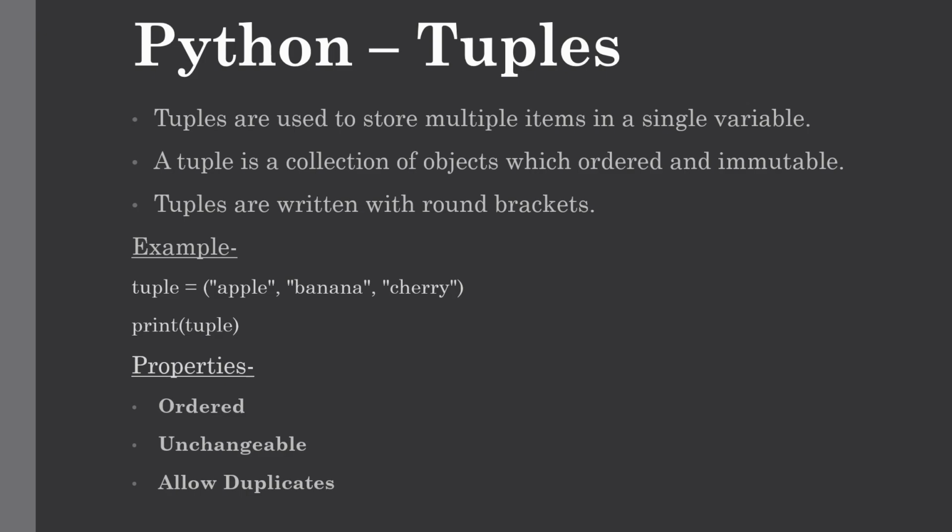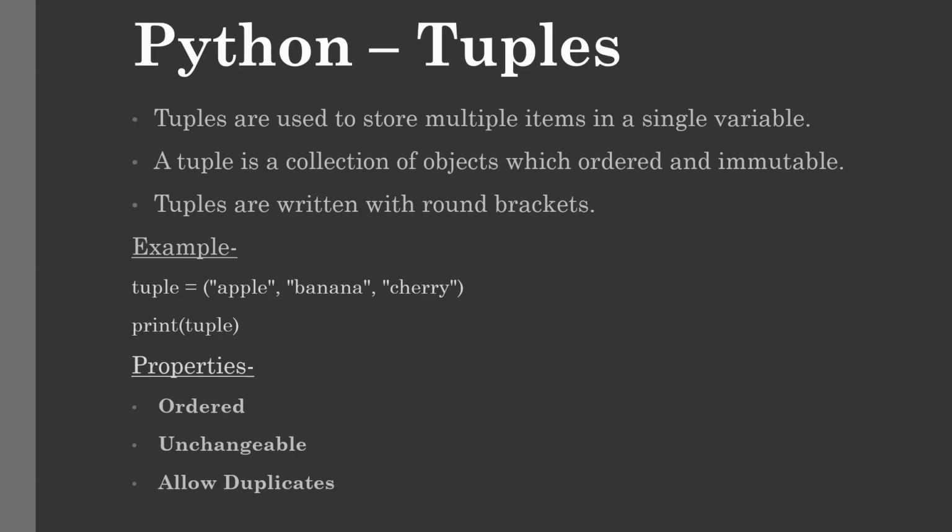Tuple is one of the four built-in data types in Python used to store collections of data. The other three are list, set and dictionary, all with different qualities and usage. Tuples are written with round brackets. So this is the basic example of a tuple, which consists of three items.